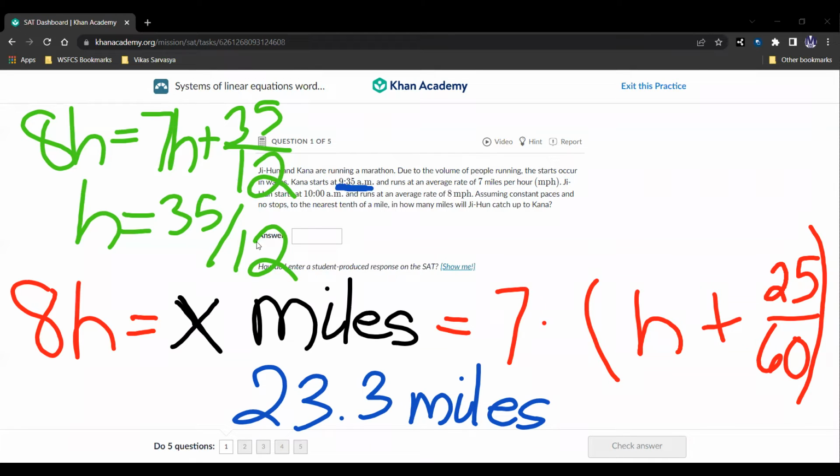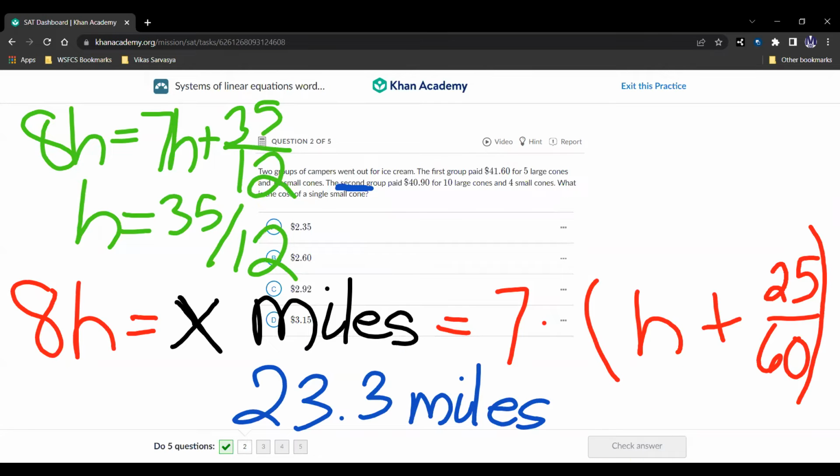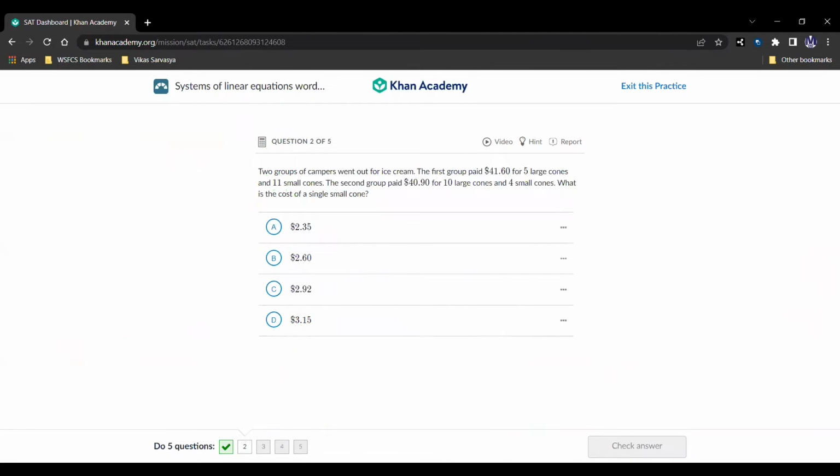And that's how we know for certain that this is our correct answer, right? If they're asking to the nearest tenth of a mile, we don't have to enter it as a fraction or anything. And this is our answer. Let's move on. Question number 2, and here it is.